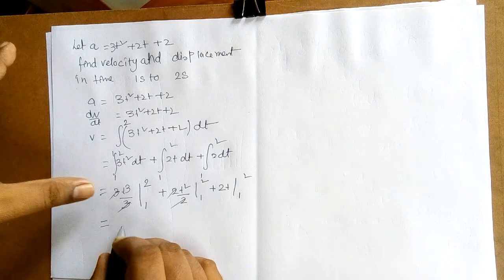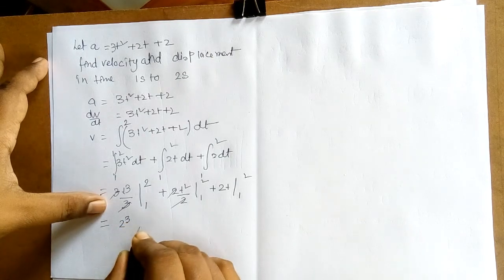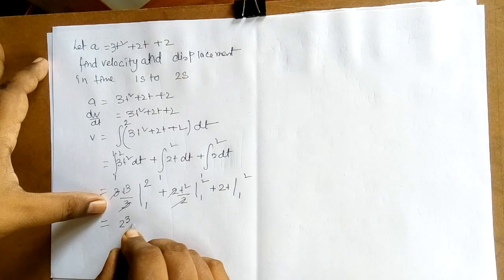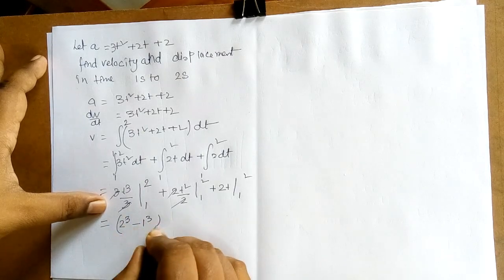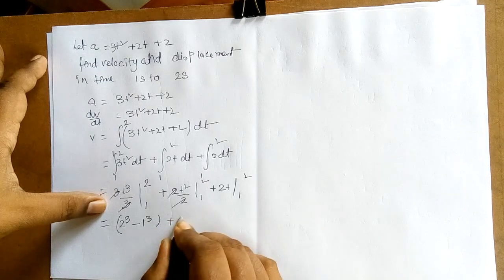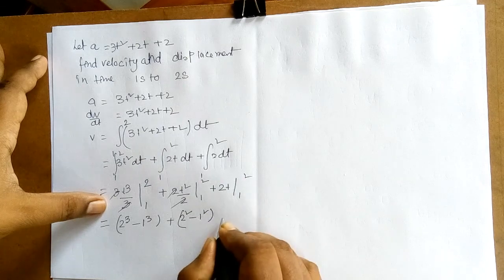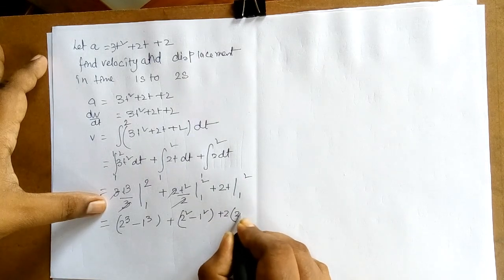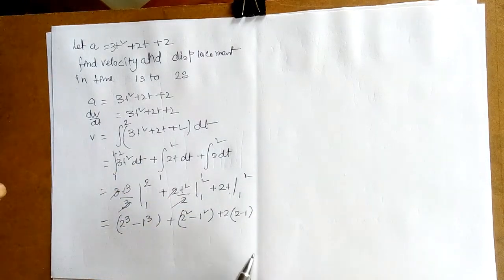So in the first case, what is the upper limit? 2 cube. Okay, what is the lower limit? You can directly do it here, 1 cube. Its part is over, plus 2 square minus 1 square, and plus 2 into 2 minus 1, because here it is only t, that's why 2 minus 1.